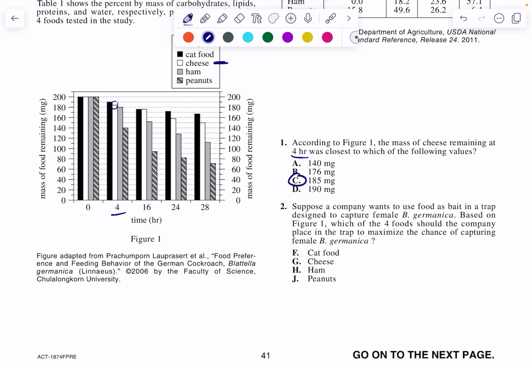Suppose a company wants to use food as a bait in a trap designed to capture female B. germanica. Based on figure 1, which of the four foods should the company place in the trap to maximize the chance of capturing female B. germanica? Okay, so if you're trying to lay a trap, get the thing to eat food, you probably want it to be the thing that it likes the most. Therefore, we come over here, we say, hey, after 28 hours, the thing that got eaten the most was peanuts. J. So that's our best answer there.